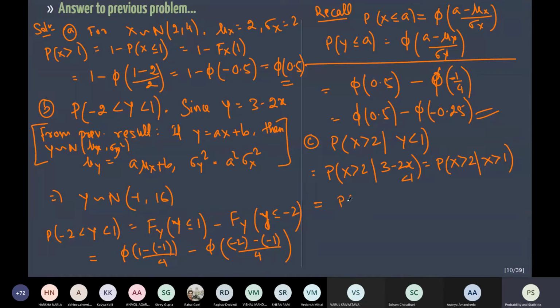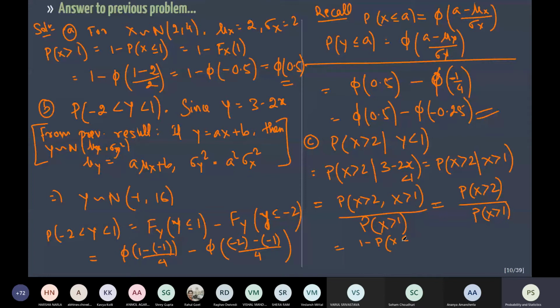So this is the probability that x greater than 2 and, so comma means and here, x greater than 1, divided by the probability that x greater than 1. Okay, so the intersection of x greater than 2 and x greater than 1 is the probability that x greater than 2, divided by the probability that x greater than 1. And this again we apply, so this is 1 minus the probability that x is less than or equal to 2, divided by 1 minus the probability that x is less than or equal to 1.